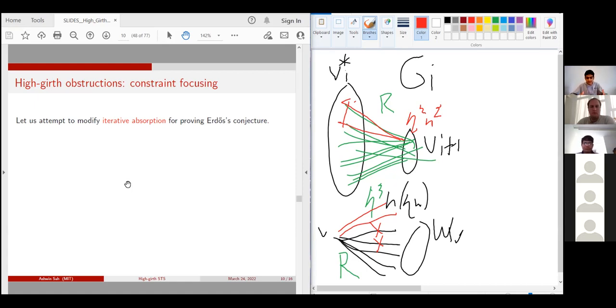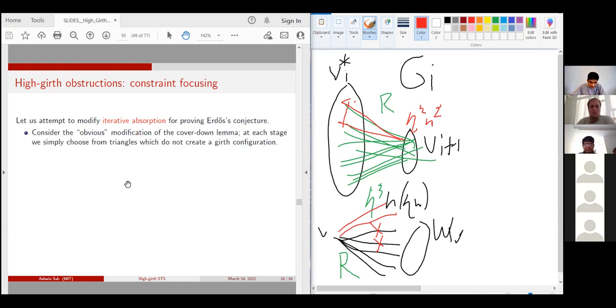So let's just start with perhaps the simplest idea you could have, which is, let's just try to modify iterative absorption to prove Erdős's High-Girth conjecture. So the obvious modification you can imagine is that at each stage, I'm just going to always choose from triangles that do not create a girth configuration. And one reason why you could believe this works is that, remember, I mentioned this result of Bohman and Warnke, as well as Glock, Kühn, Lo, and Osthus, where they actually did show that you could in the complete graph, let's say, cover all but a little o(1) fraction of edges. So now you can imagine maybe you do that, but you also have to adapt it to the setting where you have to do this regularity boost or something, but you can imagine that you could do that and get it to work.